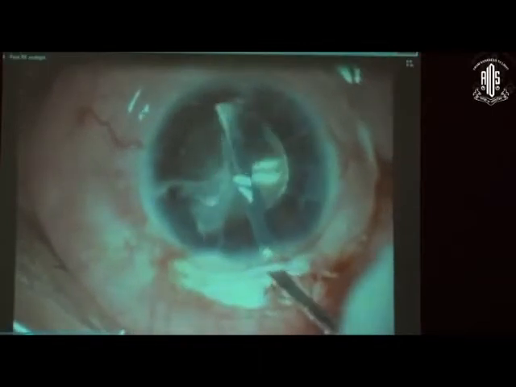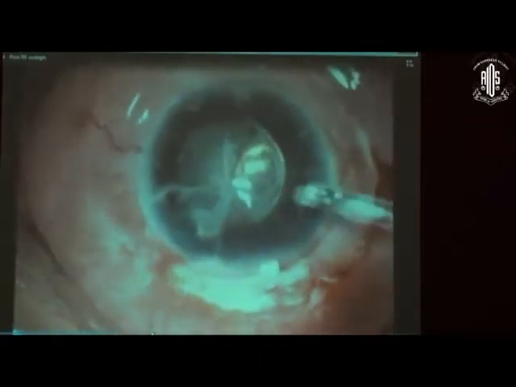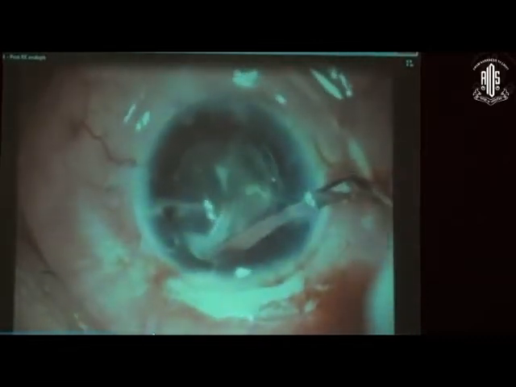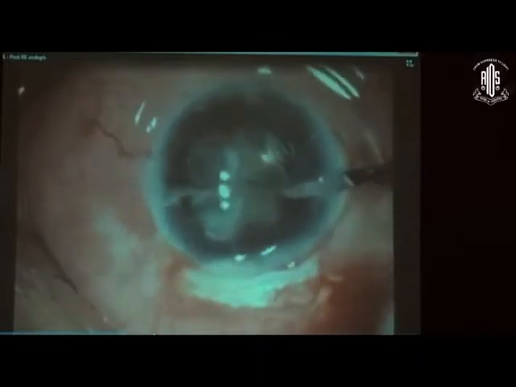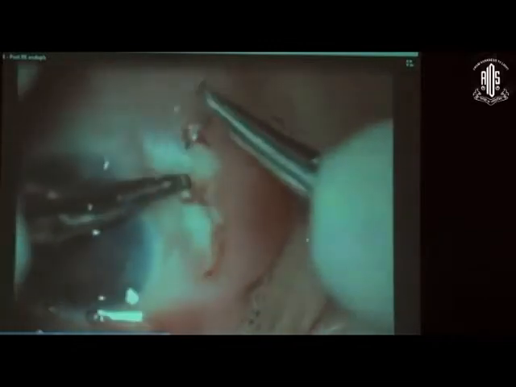So we have freed the lens here quite nicely in the inferior quadrant. Also take out the membrane. Go from the other side to make the superior half mobile. And once we have taken out the IOL, proceed with vitrectomy. And here in this case I am doing a 20 gauge vitrectomy.